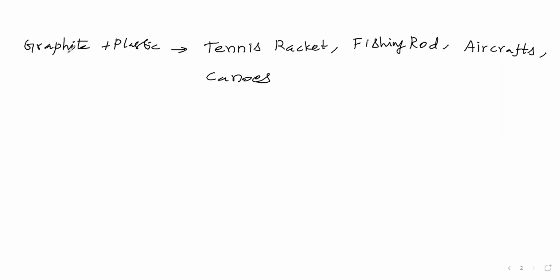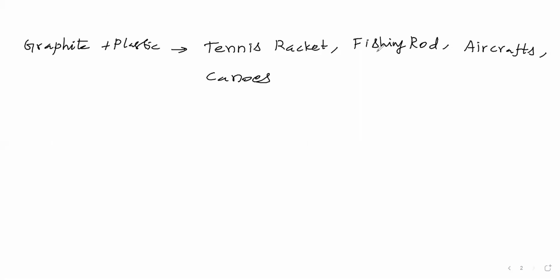So graphite is inert and bond strength is high. Since it is a polymer, the strength is high, but the weight is less. So because of high strength and less weight, this mixture is used for preparing these items.